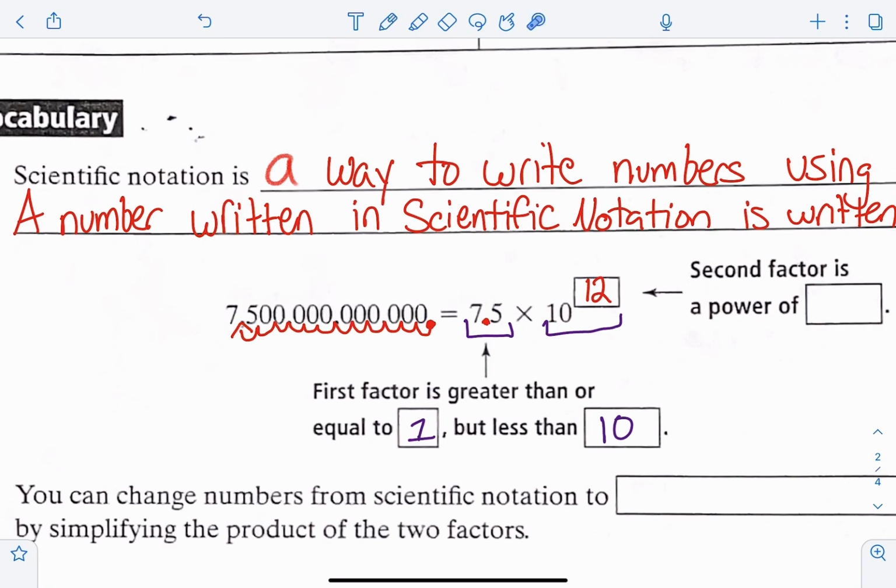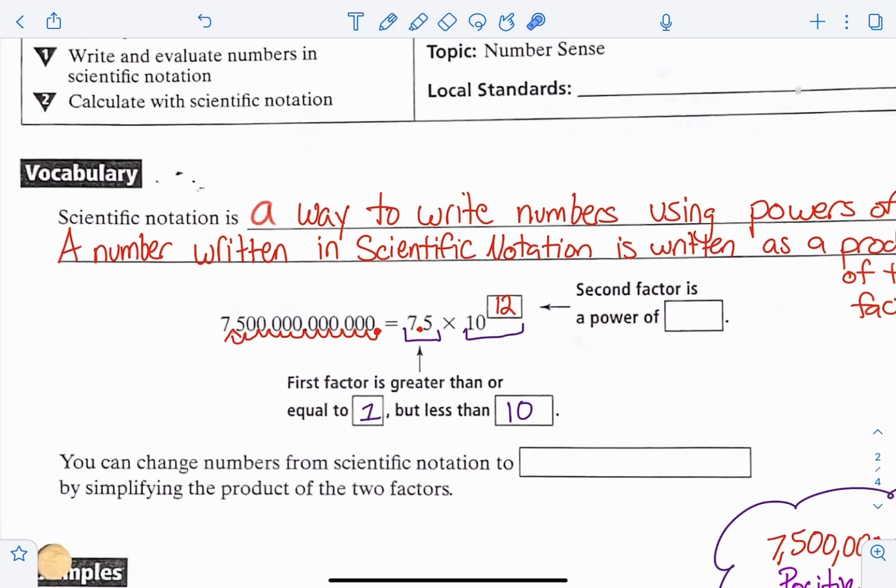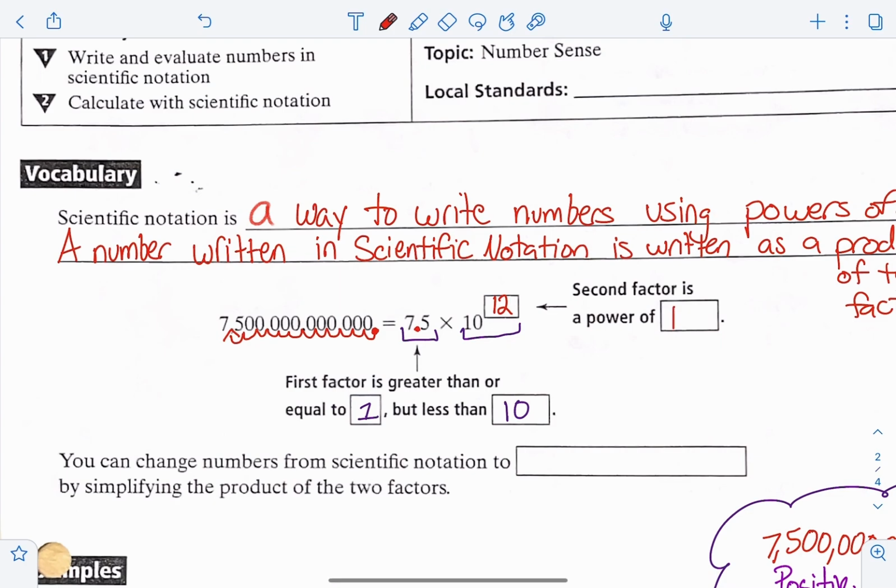Again, I figured that out because the first factor has to be greater than or equal to 1 but less than 10, and 7 and 5 are my two numbers, so 7.5 fits. To move it, I had to go 12 places, so I put 10 to the power of 12. It's always going to be powers of 10, like 10 to the something. It will always be a 10.